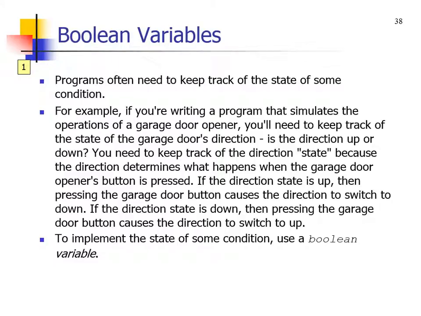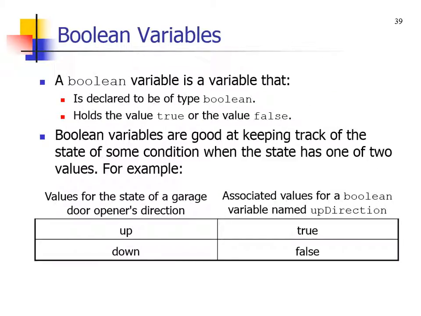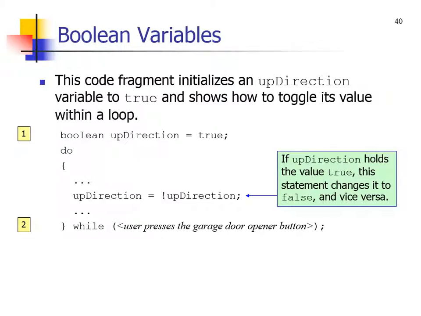Boolean variables. Remember, a Boolean variable can only be true or false. Pretty simple. A Boolean variable holds the value of either true or false. Garage door: is it up or down? If it's up, it's true. If it's down, it's false. Say the variable name is up direction. Does that make sense? You want to say if it's up, then it'll be true. If not, then it's false. That's a Boolean variable for you. Do, checking inside of up direction until it's not equal to up direction.